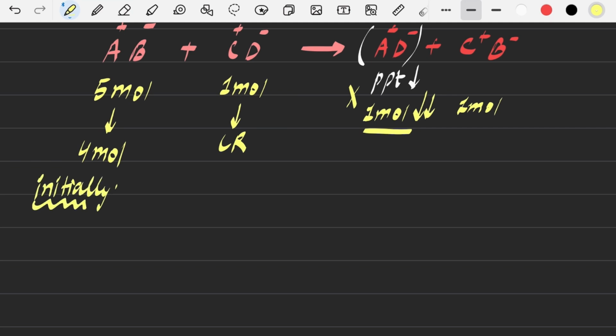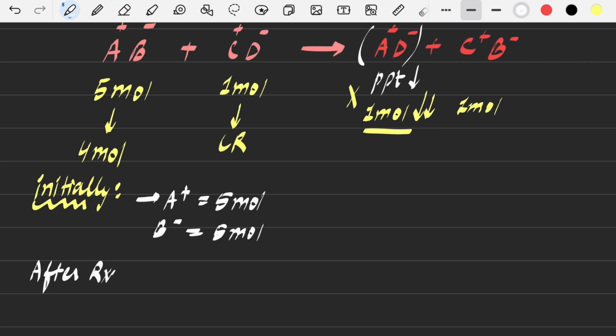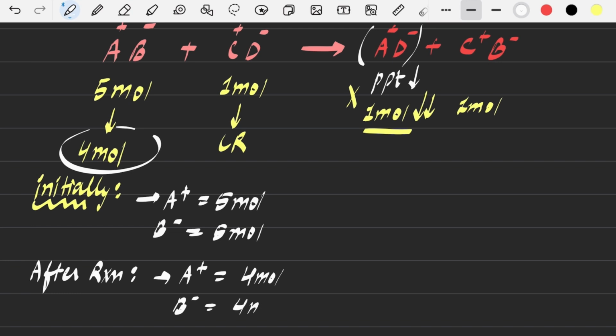Initially, before the reaction, in the part of A positive, B negative, if I dissociate these ions, you will see A positive ions were 5 mole initially, and similarly B negative ions were also 5 mole initially. Clear? But after the reaction, we will have 4 mole. So A positive will be equal to 4 mole and B negative will also be equal to 4 mole.